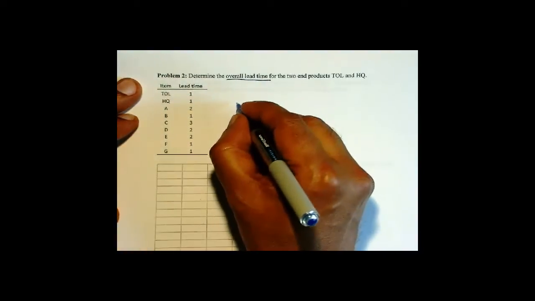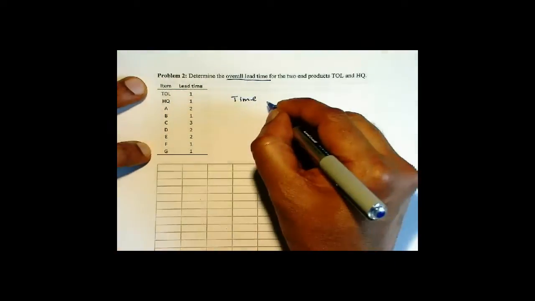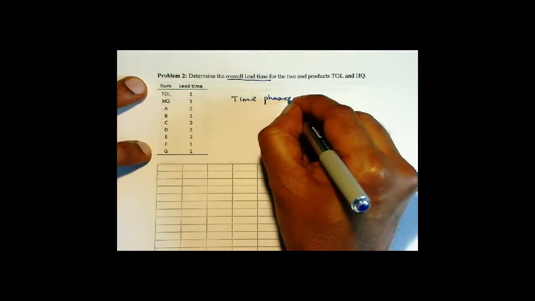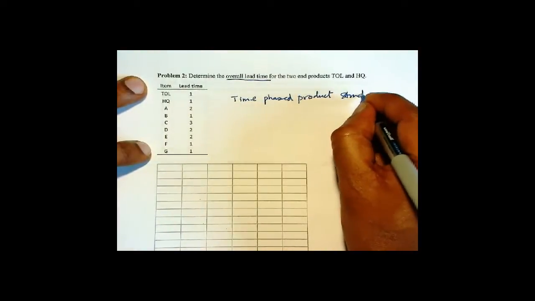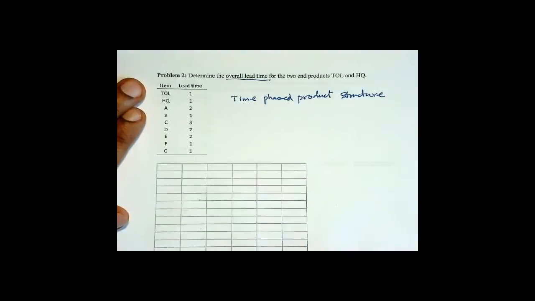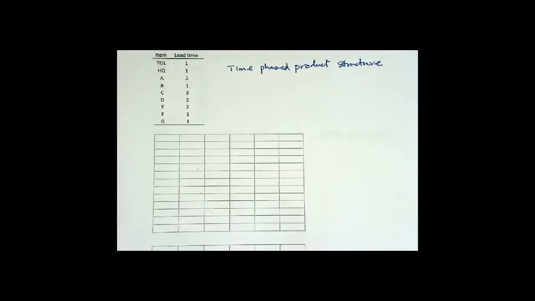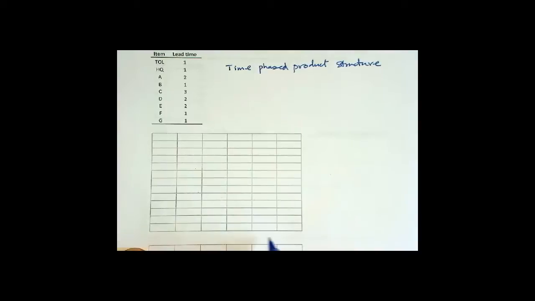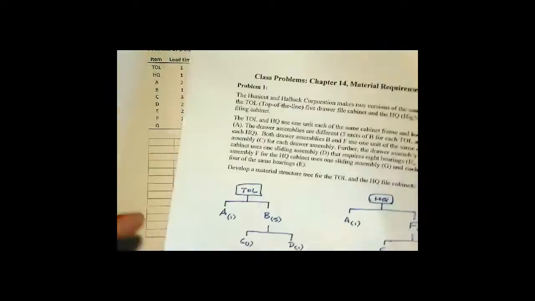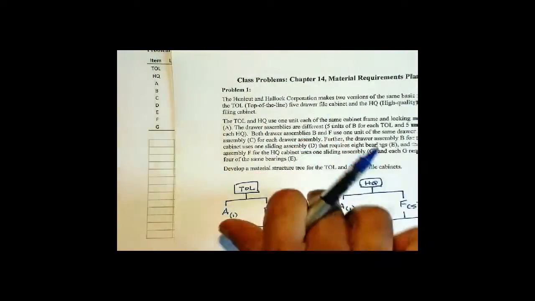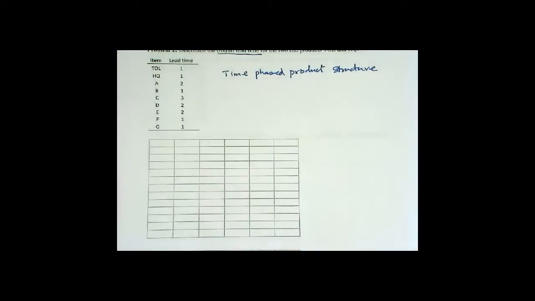And overall lead time is not simply the sum of the lead times, so we're going to use what is called time-phased product structure. And for that we're going to use this grid, and the x-axis is time, and each column here stands for 1 week, and the y-axis really doesn't matter. And we're going to have to use the bill of materials. So remember, we have to turn the bill of material 90 degrees clockwise.